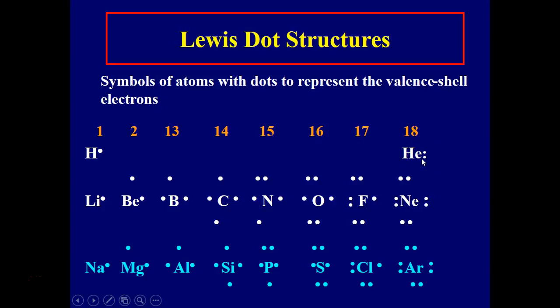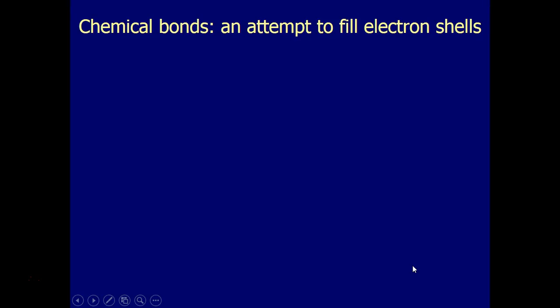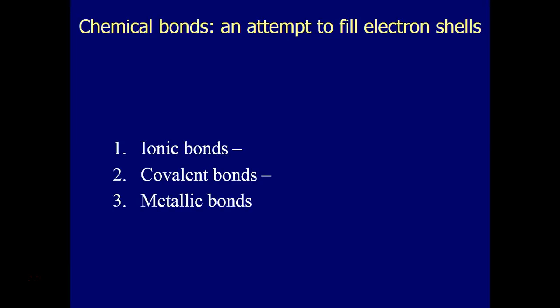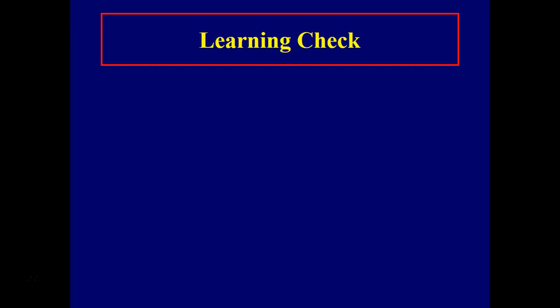Notice helium doesn't really follow, well, it follows the octet rule because it does have a full outer shell, but since it only has one energy shell, its maximum number, or its full electrons, is 2 instead of 8. Whereas neon, argon, and the other noble gases, they have 8. Chemical bonds are an attempt to fill these electron shells. Ionic bonds, covalent bonds, and metallic bonds are all ways to fill that valence shell.